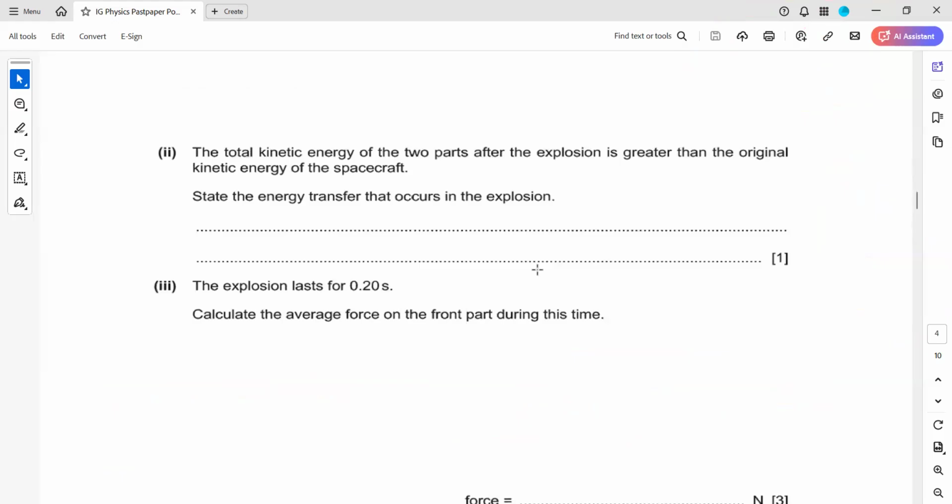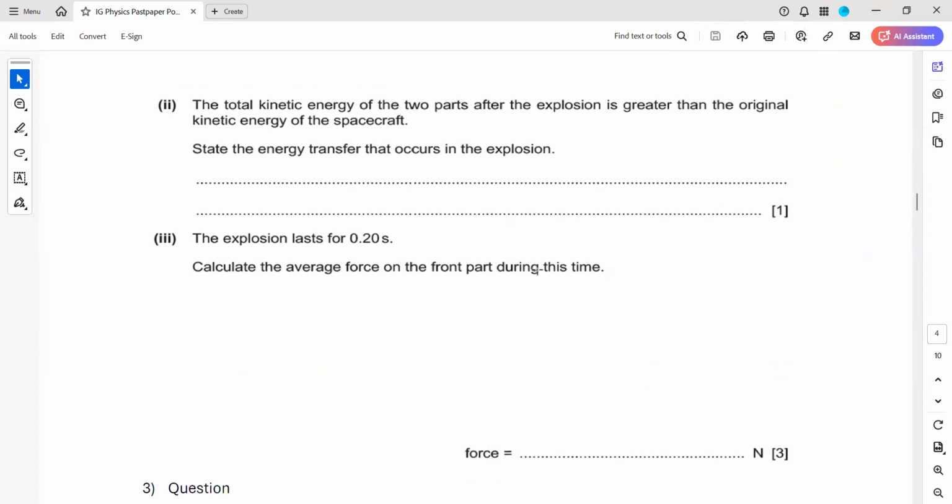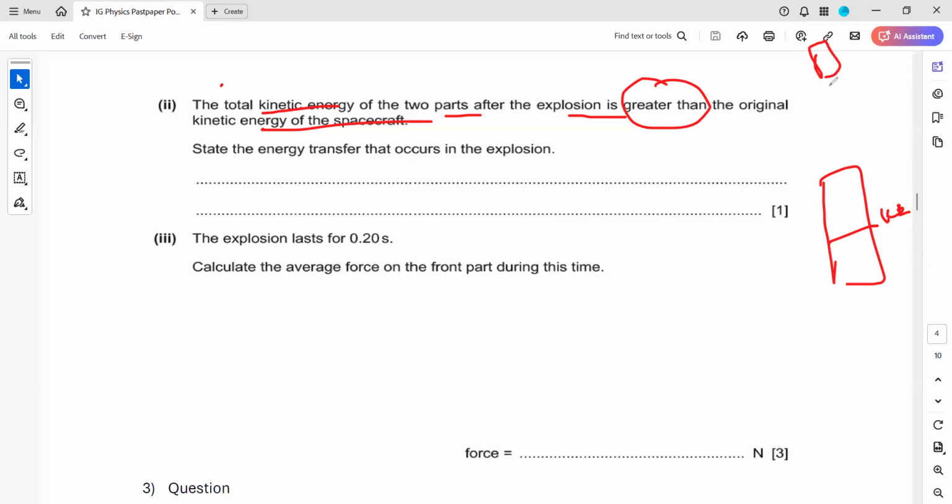So it should be 7,000. The next is the total kinetic energy of the two parts after explosion is greater than the original kinetic energy of the spacecraft. Like the spacecraft, initial kinetic energy was less, but when the explosion happened, the final kinetic energy, the kinetic energy of the rear part and the front part, that is higher. How? State the energy transfer that occurs in the explosion.